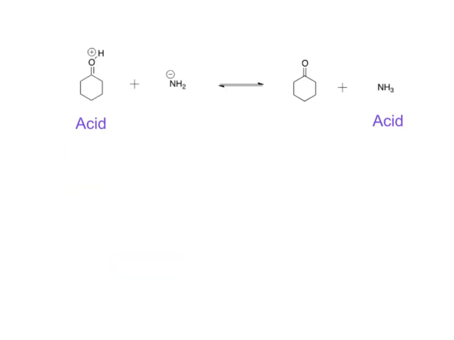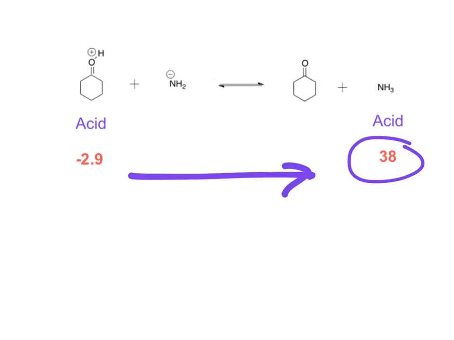Let's add those values we found from the pKa chart and predict where the equilibrium is shifted to. We said earlier that a higher pKa number indicates a weaker acid and that the equilibrium is always shifted towards the side with the compound that has the higher pKa number.